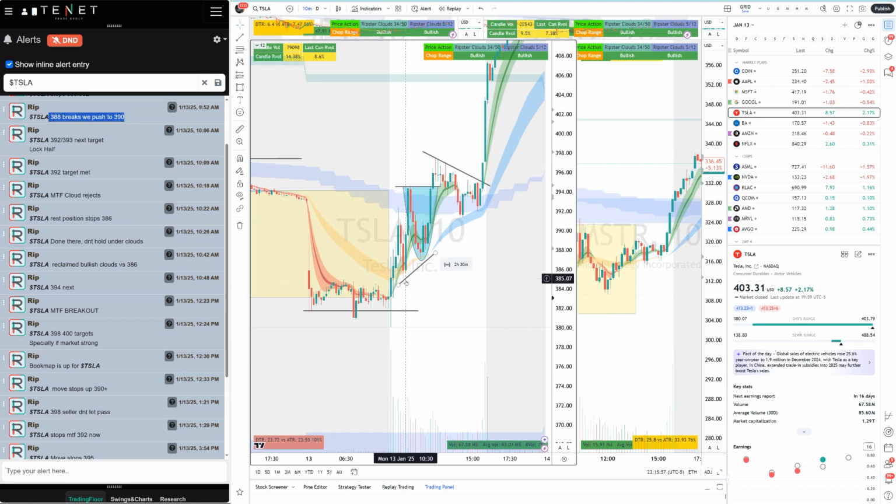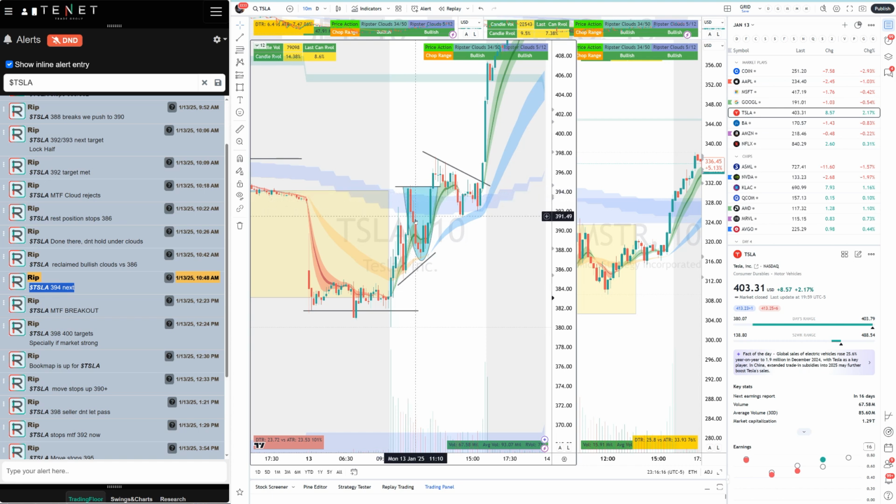Big candle, 91 to 84. That's a crazy $7 pullback. But you get right back in right here, and you use the same stop. See what I'm saying? Reclaim bullish clouds versus 386. And I was on the voice. I told everybody to get back long. And this time I gave the 394 target, and we did hit our 394 target as well.